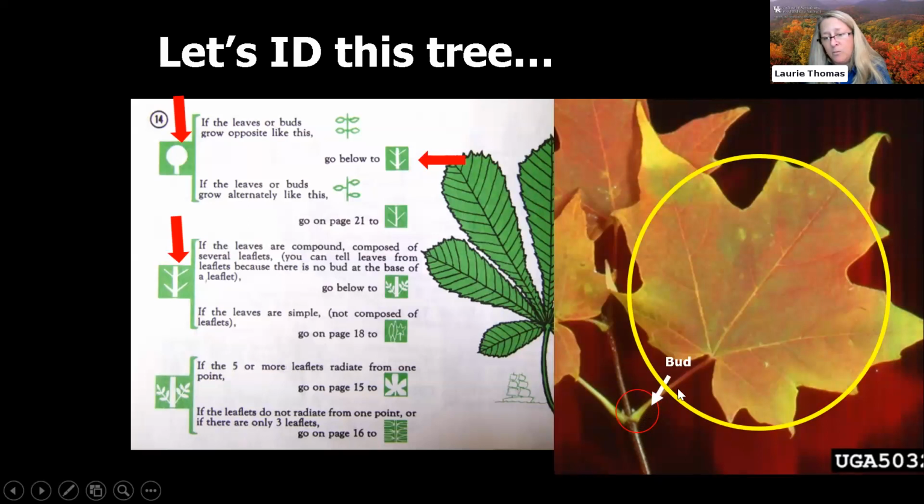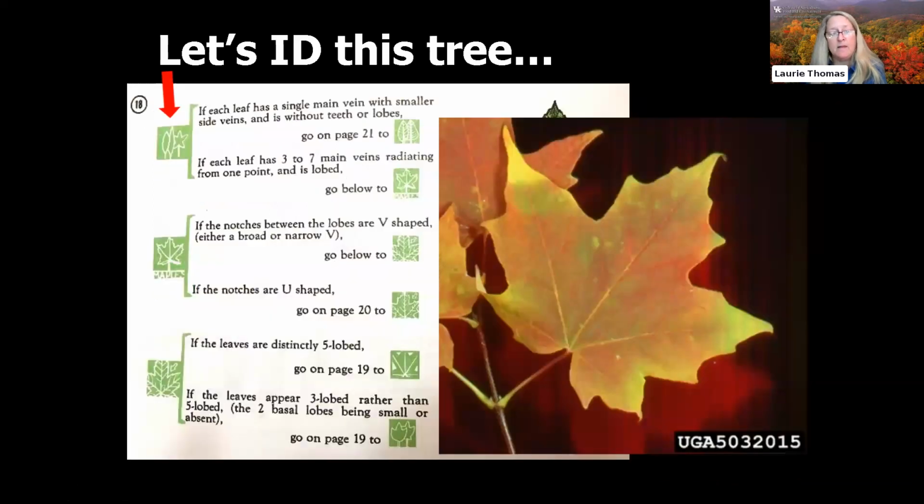We have one stem, and then we've got one blade. So that tells us we have a simple leaf. All right, so that's 18. So now we're going to go over to page 18 and follow that simple leaf logo, as opposed to the compound leaf logo, over to page 18.